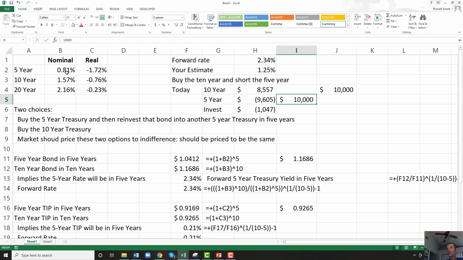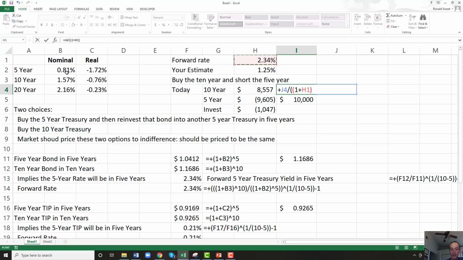And what happens in 5 years? Well, in 5 years, the 5-year bond is going to be worth $10,000. That's what you bought it for. What's the 10-year bond going to be worth? Well, here we've got a $10,000 bond divided by, let's say the market's right, and interest rates are actually 2.34, raised to 5.